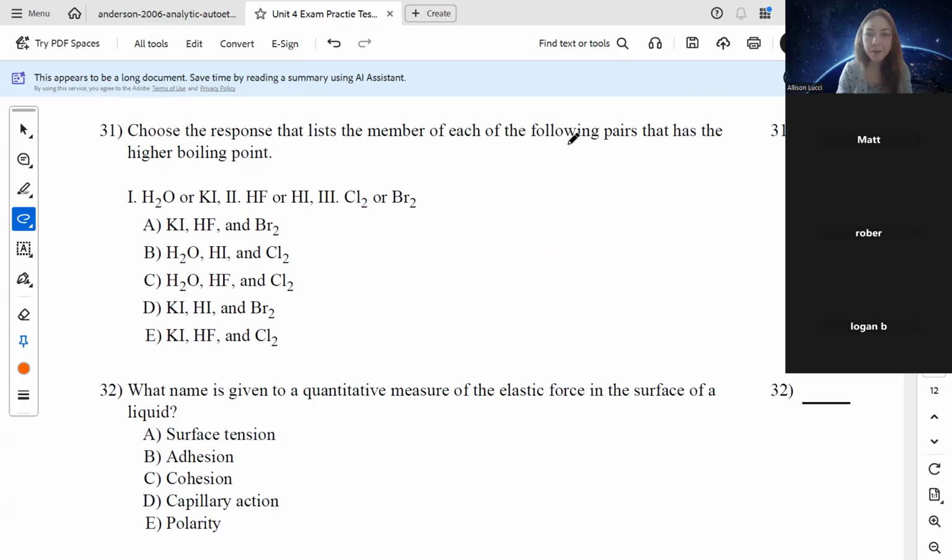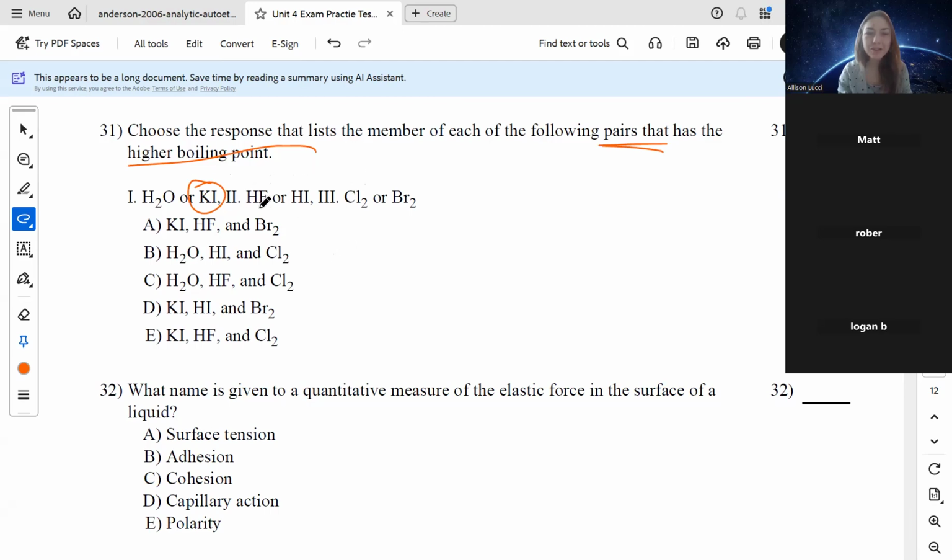So we have here within these pairs, we want to choose the higher boiling point. So group one, I have water or an ionic compound. So potassium iodide, I know is an ionic compound. It would be a solid at room temperature. It's definitely going to have a higher boiling point.